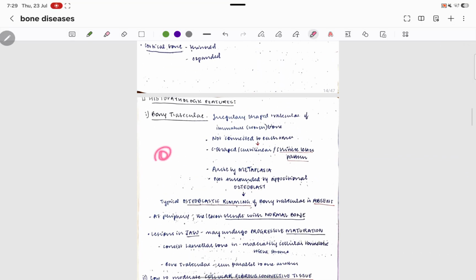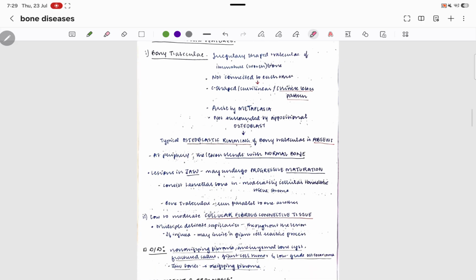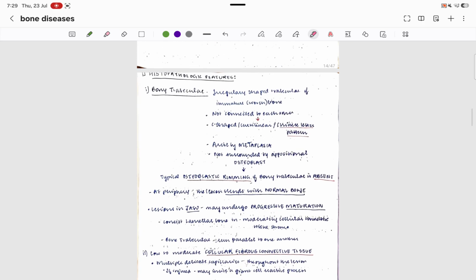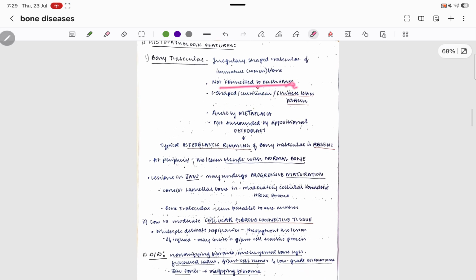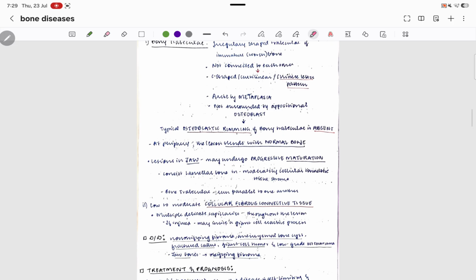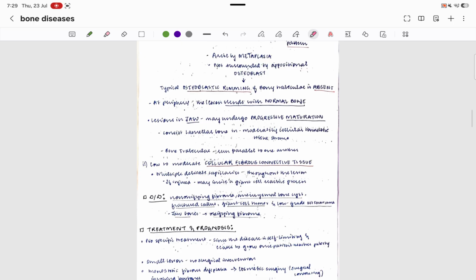You will see all the bony trabeculae in the histopath, and the shape of the trabeculae is of an immature woven bone. We remember we had drawn the Haversian canal and the woven bone, which are not connected to each other. It is C-shaped, and Chinese letter patterns can also be seen. It arises by metaplasia, not surrounded by appositional osteoblasts. Typically, osteoblastic rimming of the bony trabeculae is absent.